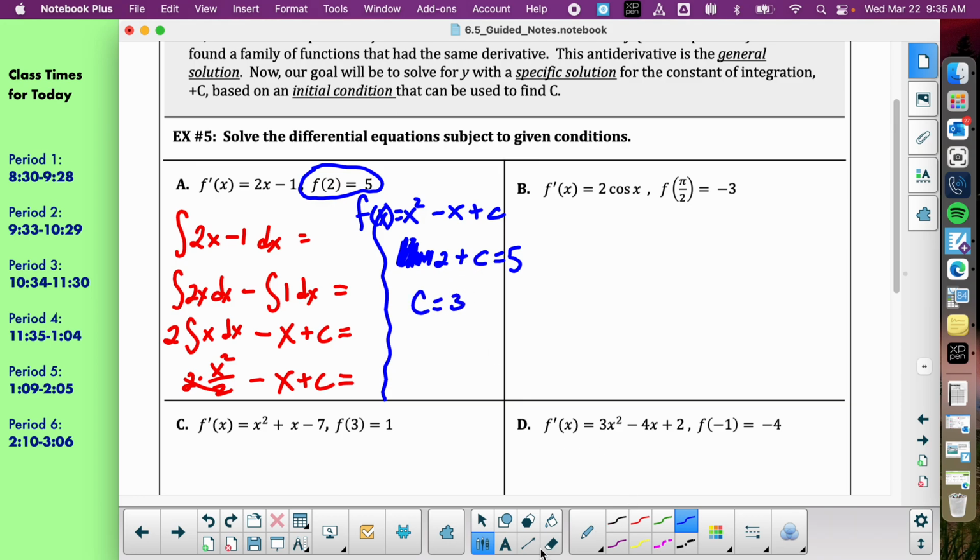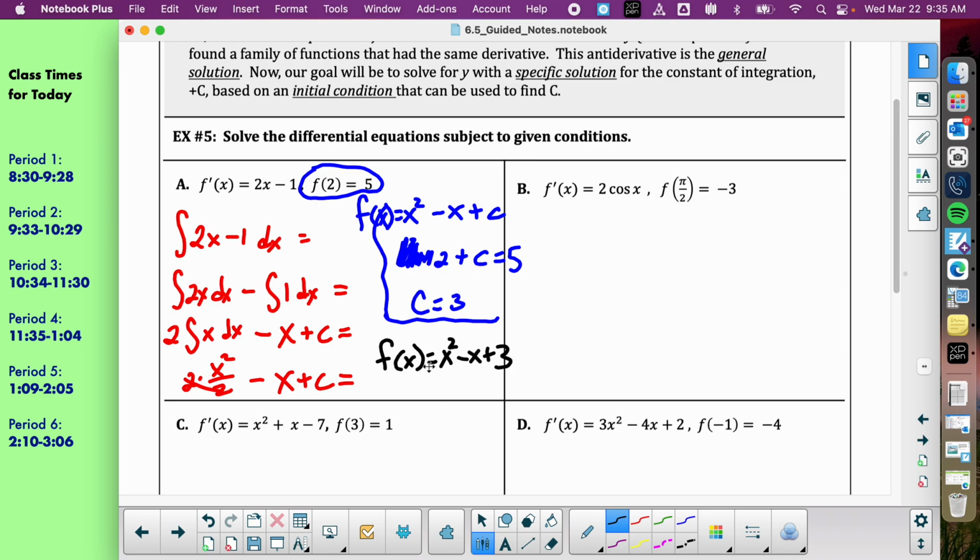Some people will accidentally stop at that part, thinking that finding c is kind of the answer, which is understandable. But our goal was to find f of x. And I know it doesn't directly say it. I'll talk about that in a second. So then we would write x squared minus x plus 3.